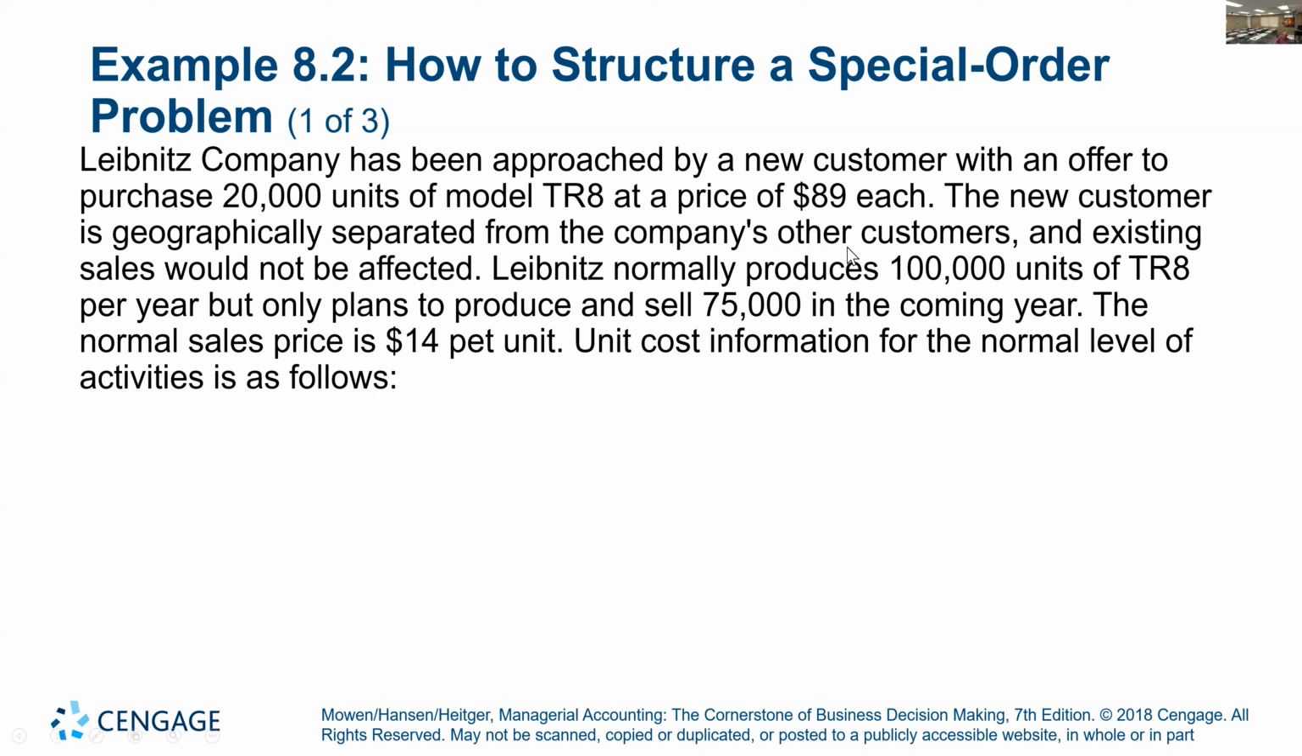Other customers. So what that means is it's not going to steal sales from another company, so existing sales will not be affected. 100,000 units per year. Plan to produce 75,000 for the iPhone. That means that we get 25,000 more. So if they want to purchase 20,000 units, 75, but we're capable of producing 100,000. We have the capacity. Normal sales price is $14 per unit.